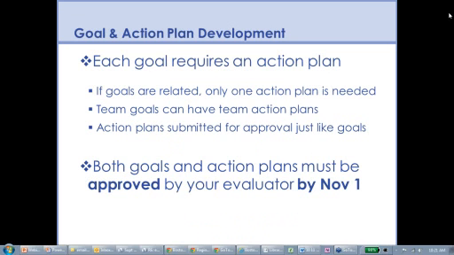As a reminder, each goal requires an action plan. If goals are related, that is, if your professional practice goal flows out of your student learning goal, only one action plan is needed. Team goals can have joint action plans, and action plans are submitted for approval just like your goals are. Both goals and action plans must be approved by your evaluator by November 1st.